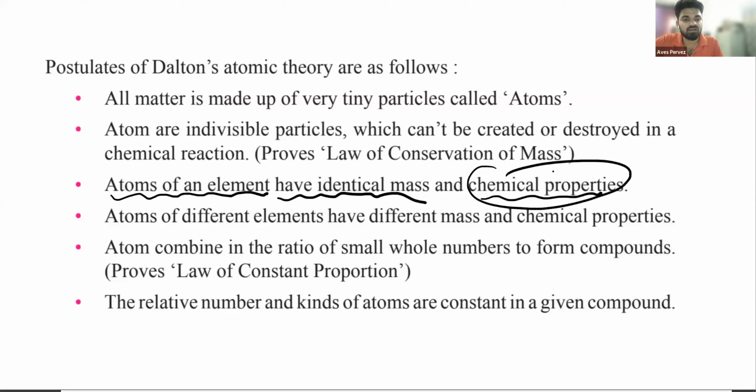This thing is correct, that atoms of identical elements, if I'm talking about carbon, are going to have the same chemical properties. Means if I'm making carbon 12 and carbon 14, they are going to have the same chemical properties. Why? Because chemical properties of an element depend on something other than mass. For example, if I'm having a carbon atom and a nitrogen atom, they are not showing the same chemical properties.